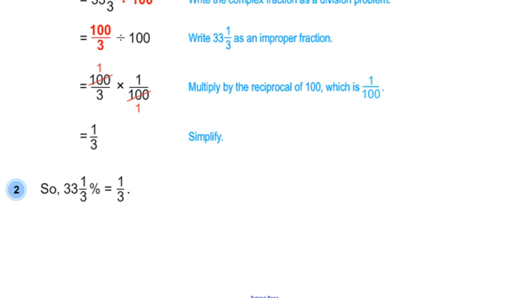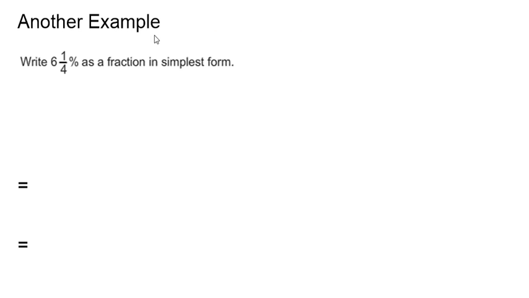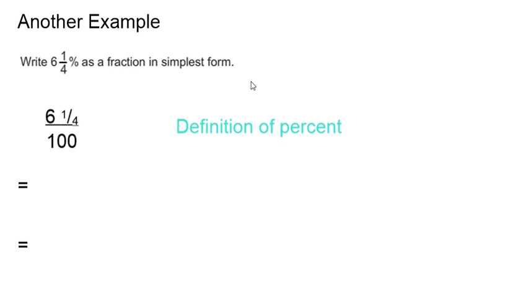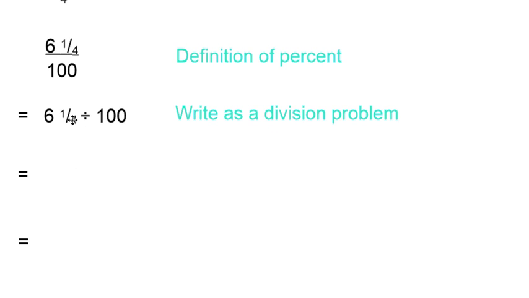I have one more example for you on fractional percents. So we're going to write 6 and 1/4 percent as a fraction in simplest form. So the first thing we're going to do is, by definition of percent, we're going to take our percent, put it over 100. So next thing I'm going to do is I'm going to write it as a division problem. So 6 and 1/4 divided by 100.